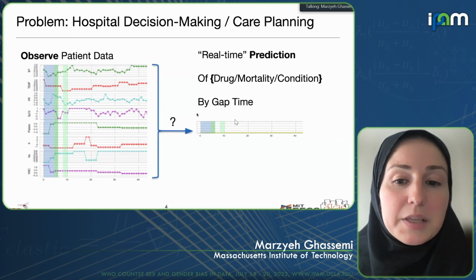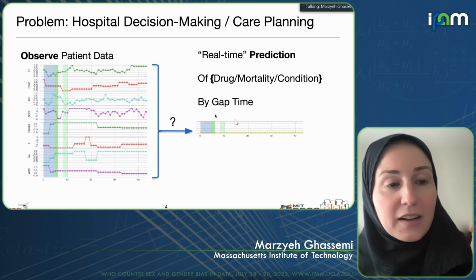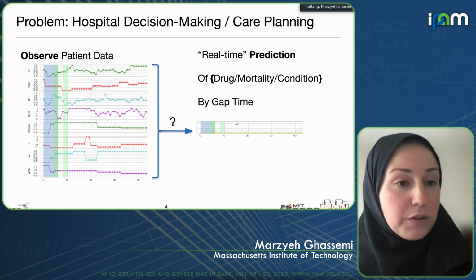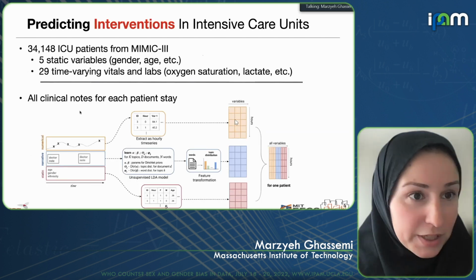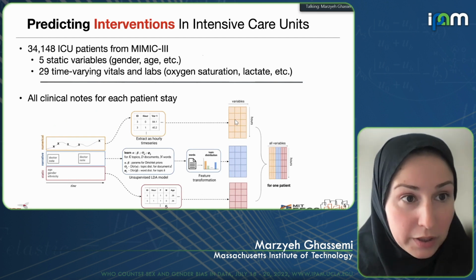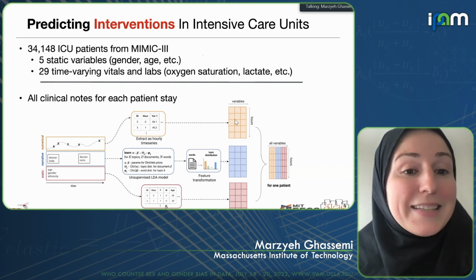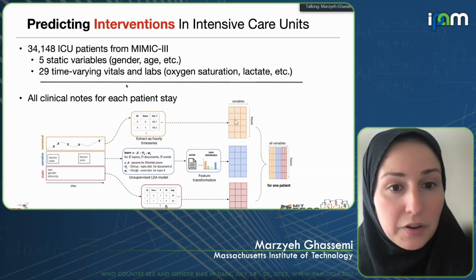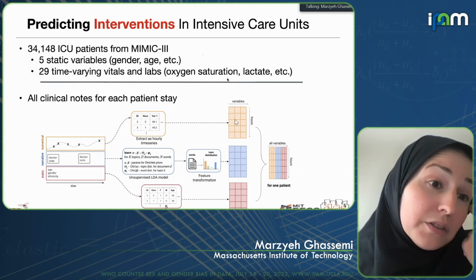And usually we have some sort of gap time before the actual thing occurred because of the way that data labels can propagate backwards in healthcare records. So here's an example. We tried to predict clinical interventions in intensive care units. We took over 30,000 patients worth of data. We combined static variables, time-varying vitals and labs. These are things like oxygen saturation, lactate levels.